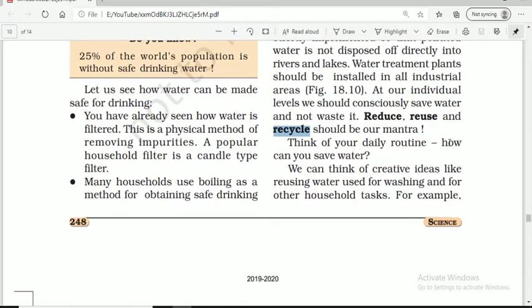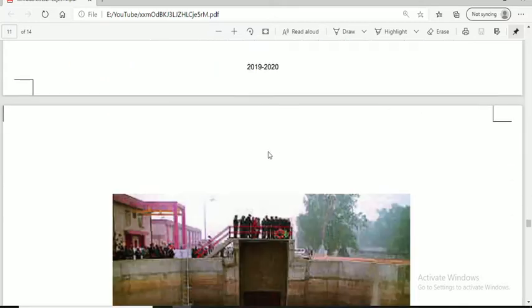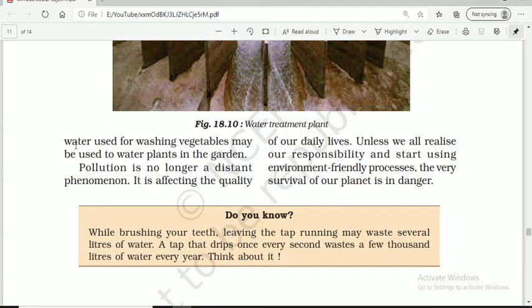Think of your daily routine. How can you save water? We can think of creative ideas like reusing water used for washing and for other household tasks. For example, one example given here is that water used for washing vegetables may be used to water plants in the garden. This is a very good example of it.